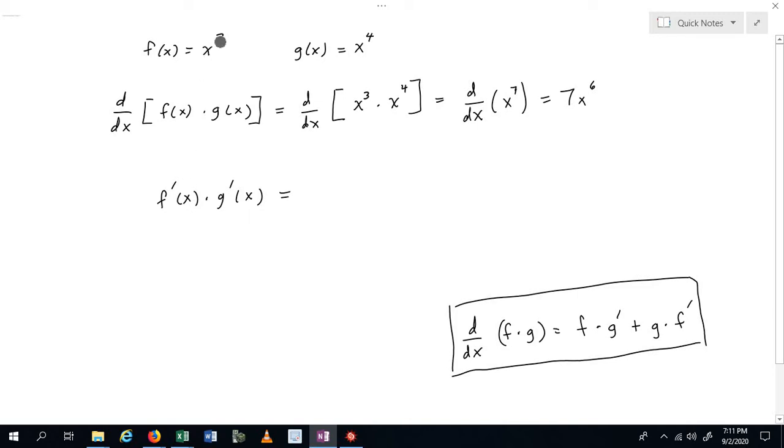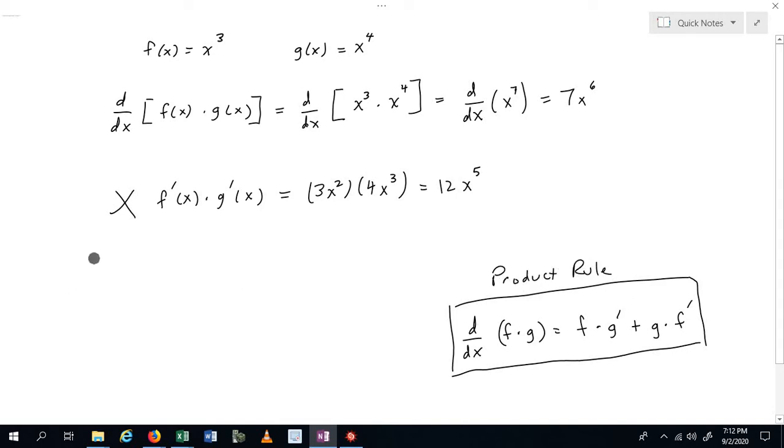All right, what's the derivative of f? Well, that's just 3x squared. And then the derivative of g would just be 4x cubed. And then when you multiply those together, you get 12x to the fifth power, which is not the same as what it should be. The actual answer we know is 7x to the sixth power. So our first idea that it's f prime times g prime is not correct. And in fact, it's actually equal to this, which is what the product rule says.